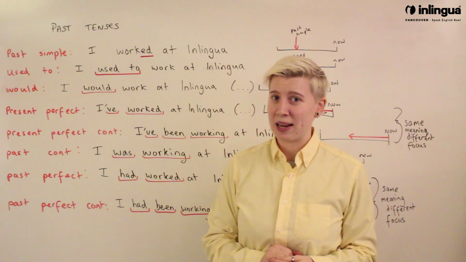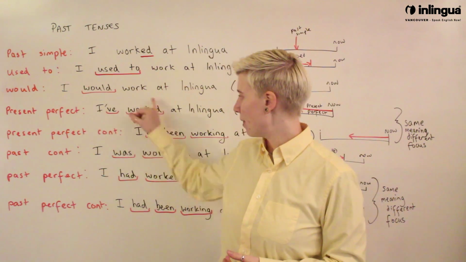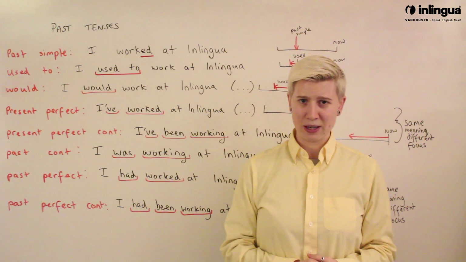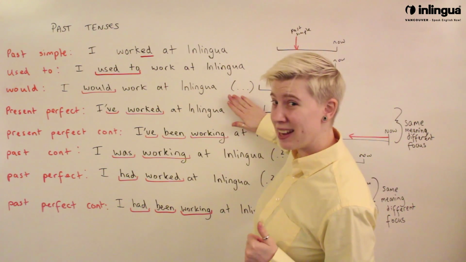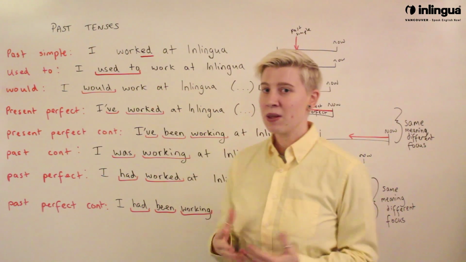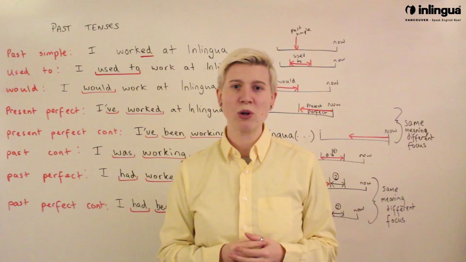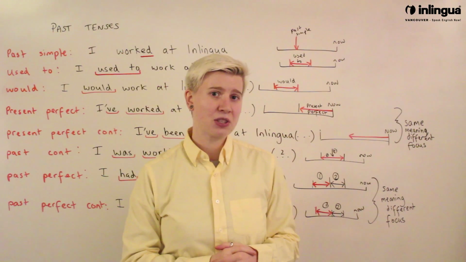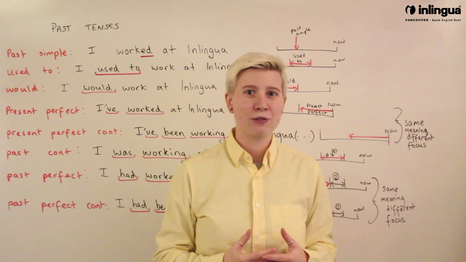Next one, present perfect. Getting a little bit more complicated now. Present perfect formed with have and the past participle. My sentence here, I've worked at Inlingua. It's a very general sentence. This is correct. We can end it here, but there's not a lot of information. So I have put ... because usually we would give a little bit of time information or some more detail to this sentence. I've worked at Inlingua for 6 months. Or I've worked at Inlingua since July, for example.